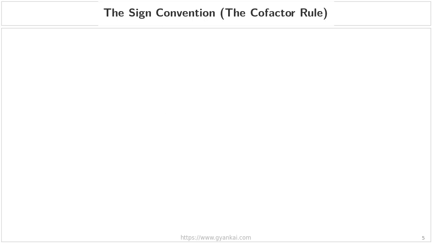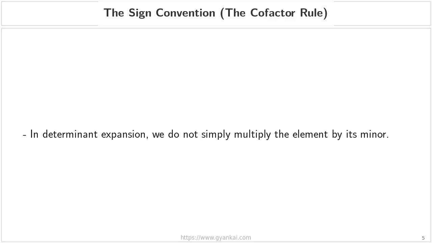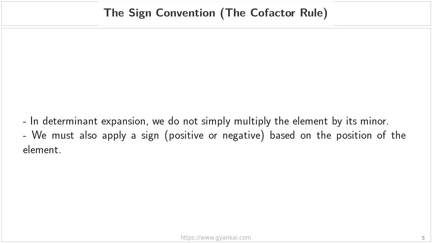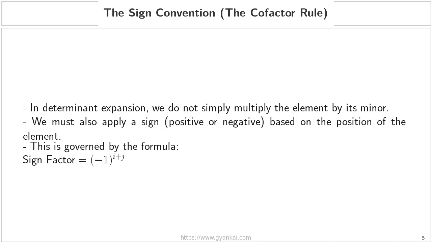The sign convention, the cofactor rule. Now that we understand how to isolate an element and find its corresponding minor, we need to address a crucial step that often trips students up. In determinant expansion, we do not simply multiply the element by its minor. If we only did that, our final answer would likely be incorrect. We must also apply a sign, either positive or negative, based specifically on the position of the element within the matrix. This rule is governed by a specific mathematical formula.